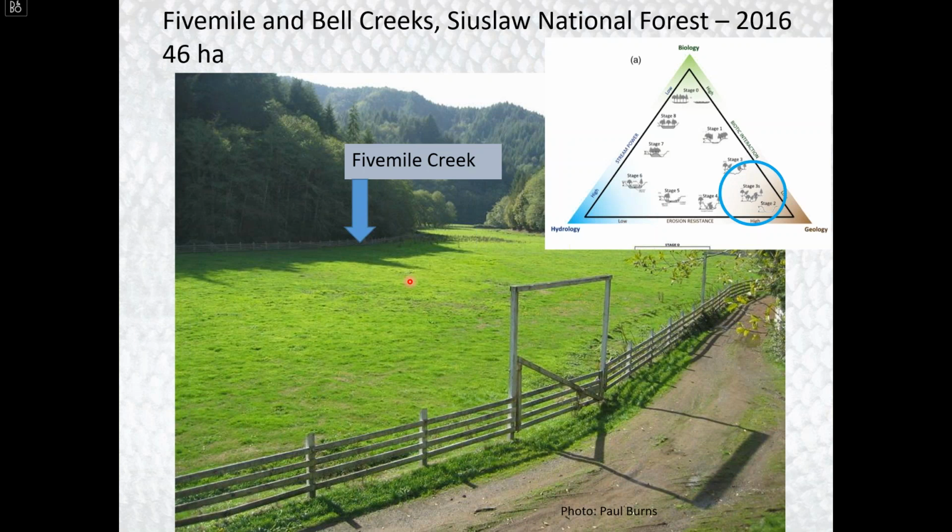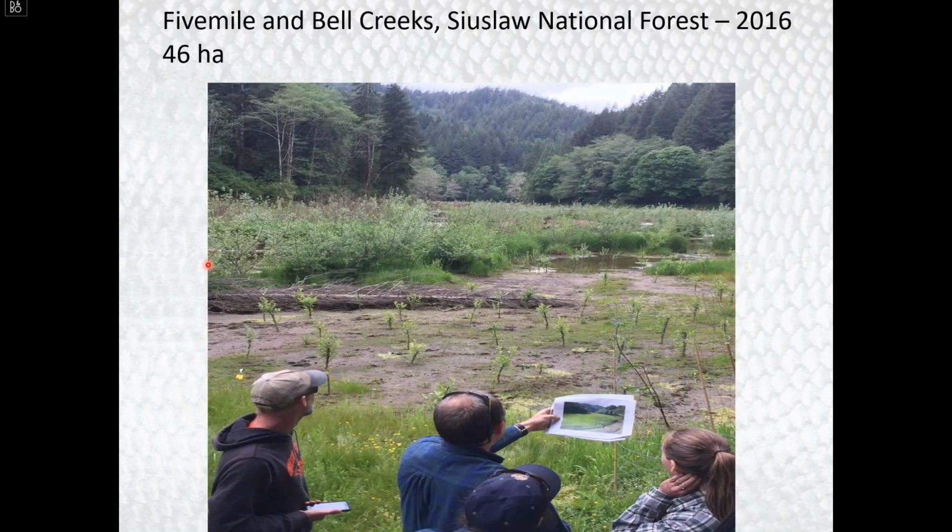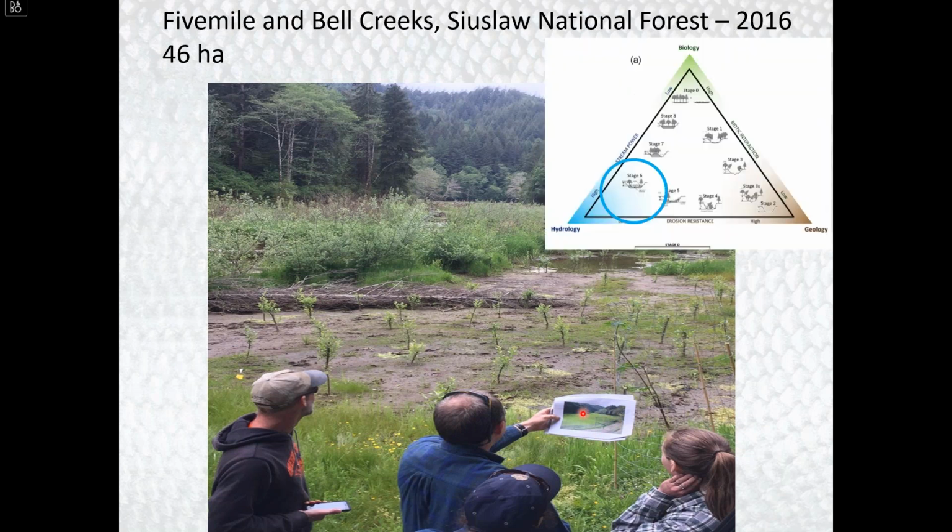So if we look at Janine and Colin's stream evolution triangle, this is very much in the lower right corner, kind of geology driven, right? The ditch controls the future of this landscape. Here's the exact same spot 1 year post. The Coast Range has an amazing growing season, so these things are shooting up 8 feet at a shot. And here's Paul Burns, this is his project, and he's holding up that same pre-project photo. So now we're in the lower left corner, so hydrology is more of a primary driver in this landscape.